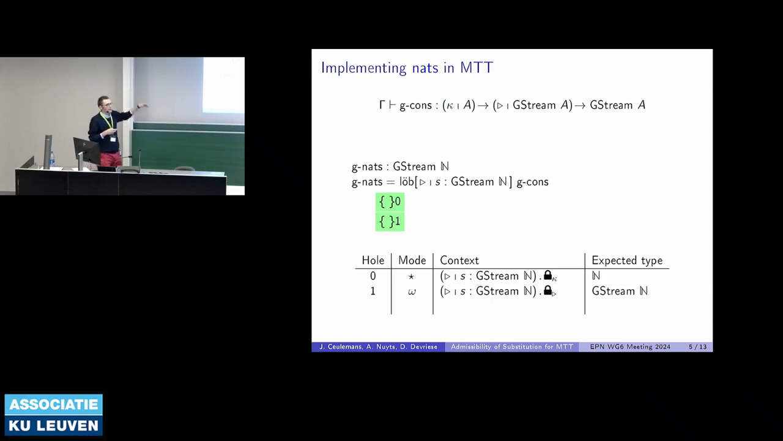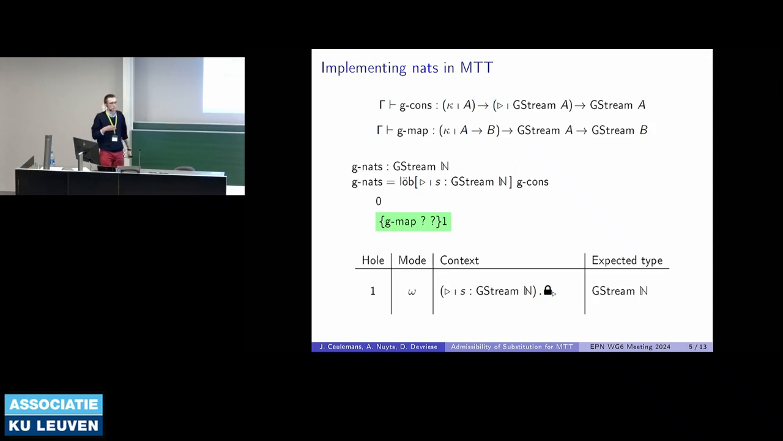Okay, so now the head of this stream should definitely be 0. 0 is a valid term in any context, so that's easy. And then for the tail, we want to use some map operations. So we have a map operation for guarded streams. I will not show the implementation.